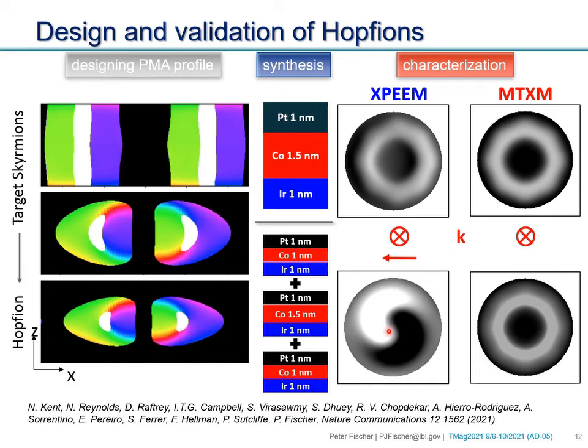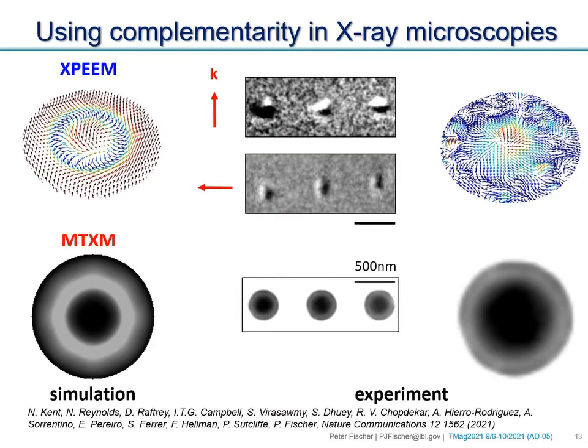Again, for the MTXM, as I said earlier, the target Skyrmion and the Hopfion do not look any different because, apart from these changes in the surface near region, it looks more or less the same throughout the whole bulk of the material. So black center surrounded by a bright ring, both for the target Skyrmion and for the Hopfion. And now here are real experimental data.